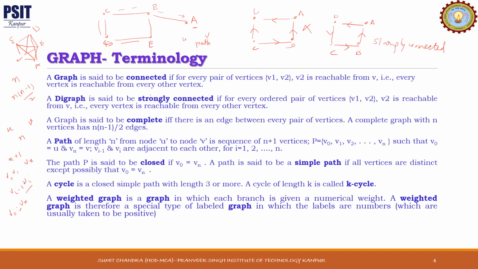Okay. So a closed path of length more than 3. When I say length more than 3, it means 3 or more. Closed path with length 3 or more. So when I say 3 or more, it means that it contains either 3 edges or more edges. So a closed path with length 3 or more is called a cycle. And a cycle of length k is called a k-cycle. So it's very simple.